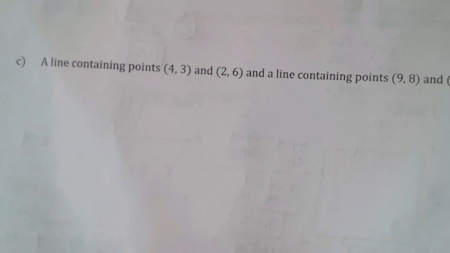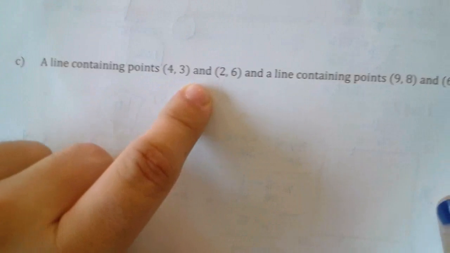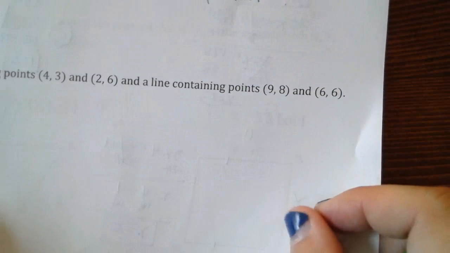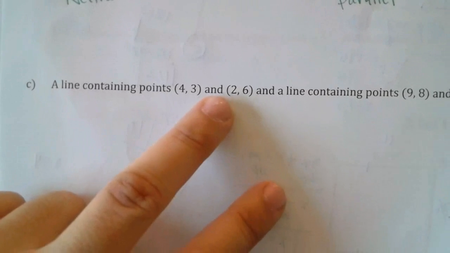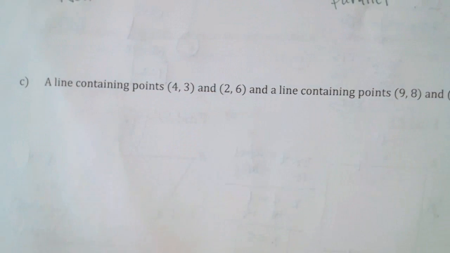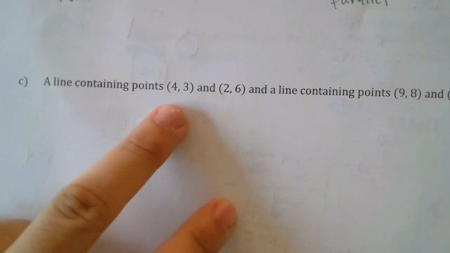All right, for part C, we got to figure this one out. A line containing the points 4,3 and 2,6, and a line containing the points 9,8 and 6,6. So here's my first line. If I want to know if this line is parallel, perpendicular, or neither to the other line, what do I have to do? We have to check their slopes. So let's find the slope.